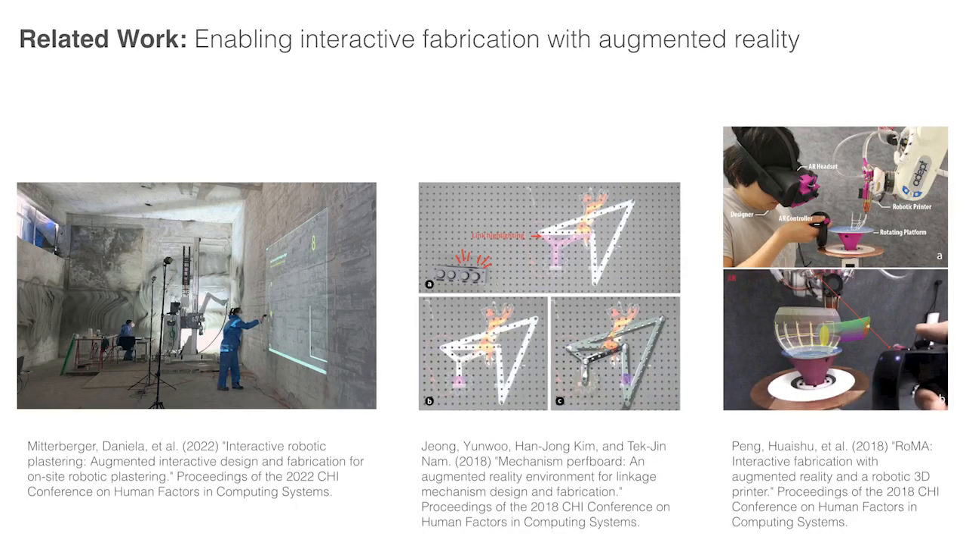In HCI, there is increasing interest in using augmented reality to enable interactive fabrication, defined as workflows that involve the user at every step in the making process. This includes techniques allowing users to control robotic manipulators for plastering, as shown to the left, understand linkage mechanisms more intuitively, as shown in the middle, and design CAD with a personal responsive 3D printer, as shown to the right.